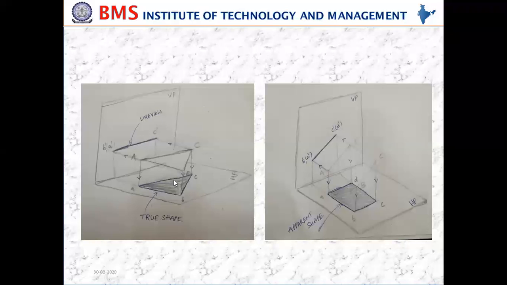Exactly the reverse of this. When the lamina is kept parallel to the horizontal plane, the true shape is obtained in the view drawn on the horizontal plane, that is nothing but the top view.